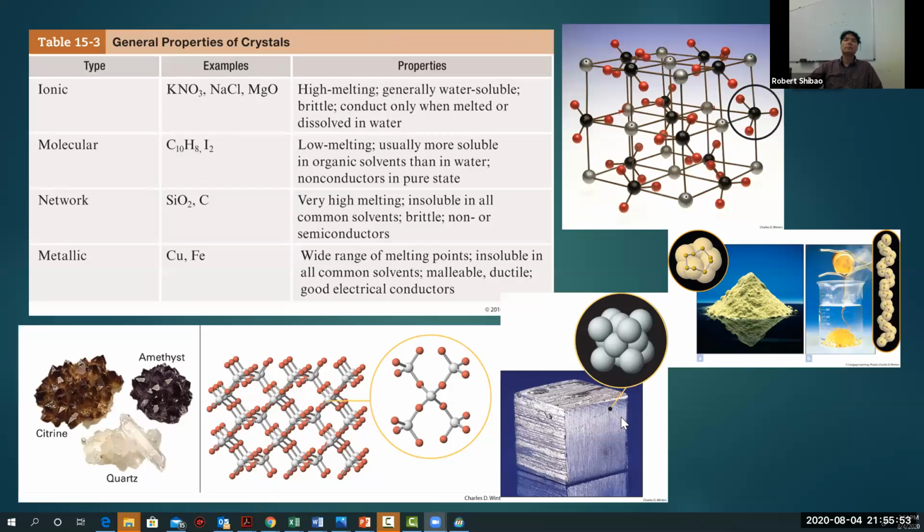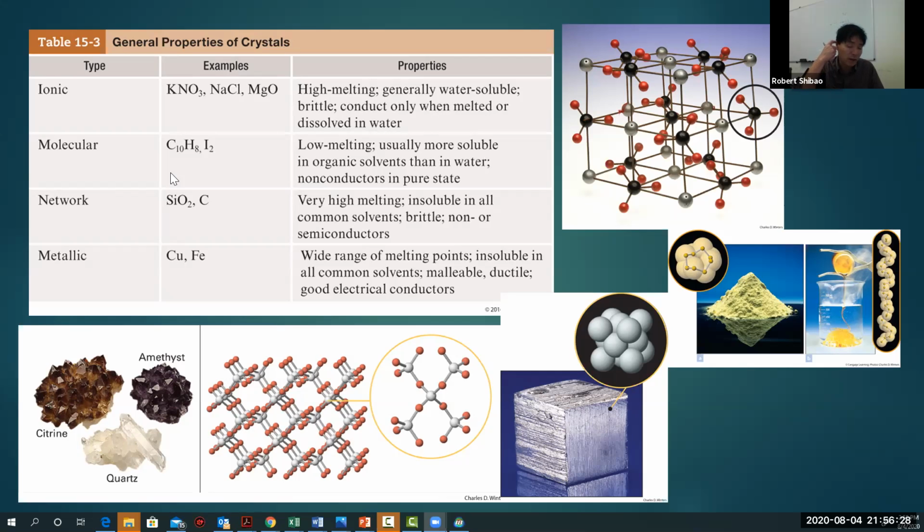That was gases, and then we did liquids. Now let's do solids. When we look at solids, we're going to classify them based on the type of bond that holds the solid together. We have ionic solids, held together by ionic bonds, like potassium nitrate, sodium chloride, magnesium oxide. We have molecular solids. Molecular solids are molecules held together by IMFs, intermolecular forces.